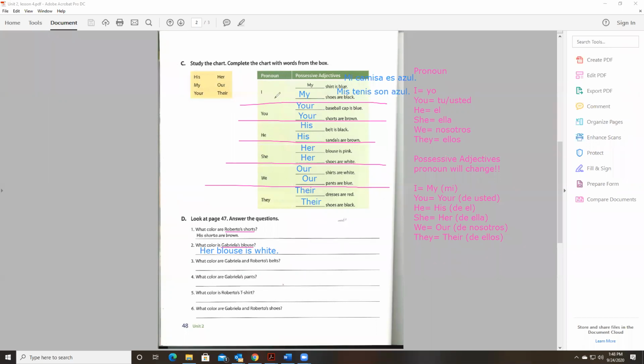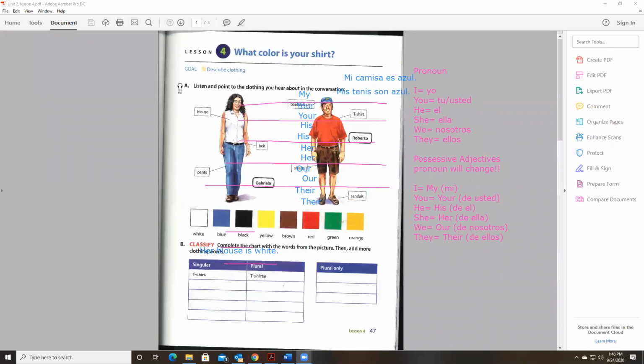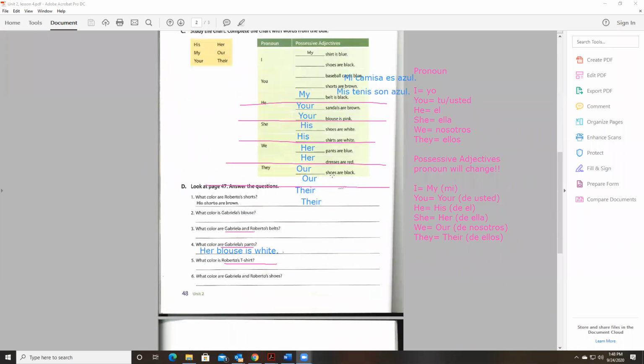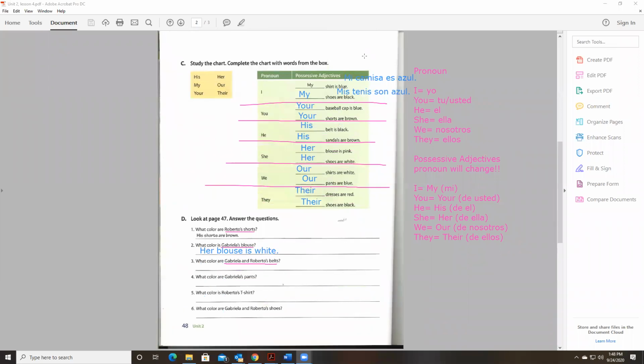Next one, it says, what color are Gabriela and Roberto's belts? Okay, ahora estamos hablando de los dos. Okay, so here's Roberto and here's Gabriela. They look black, right? Okay, estamos hablando de ellos, right? No nosotros, not we, ellos. So vamos a usar their. Estamos hablando de belts en plural. Acuérdate, vas a usar el verb to be are cuando es plural. Belts are black.